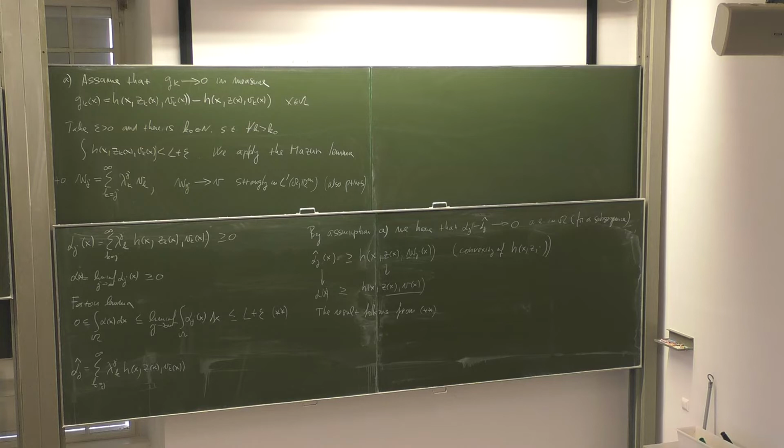So now we have to remove the assumption that g_k goes to 0 in measure. And this is based on one lemma. And the lemma, some people call it Eisen lemma, but I found more references that call it the Arzela-Young lemma.